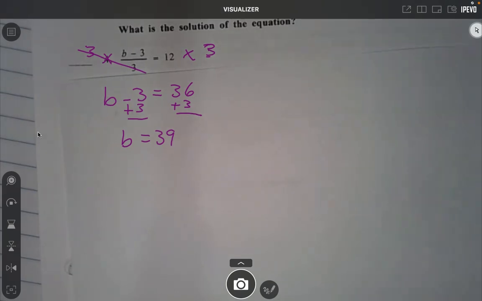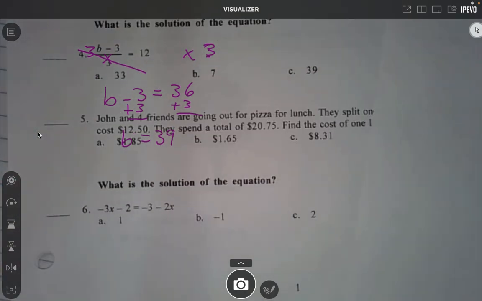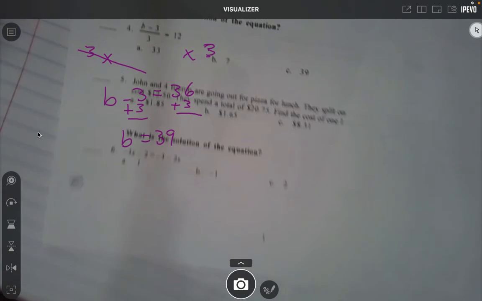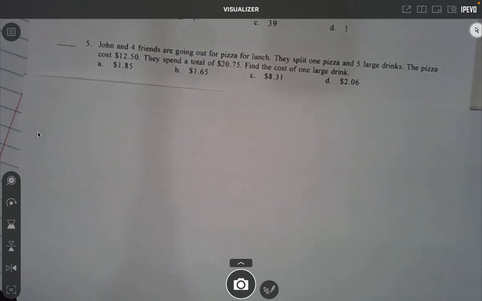Okay, is everybody good on that one? All right. Now let's look at number 5. Let me move this a little bit. Okay, this one, we've done this problem several times. This is a little bit different. John and 4 friends are going for pizza. They split a pizza and 5 large drinks. I'm just going to write that down. A pizza and 5 drinks. Is everybody okay with that? That stands for pizza. That stands for 5 drinks.